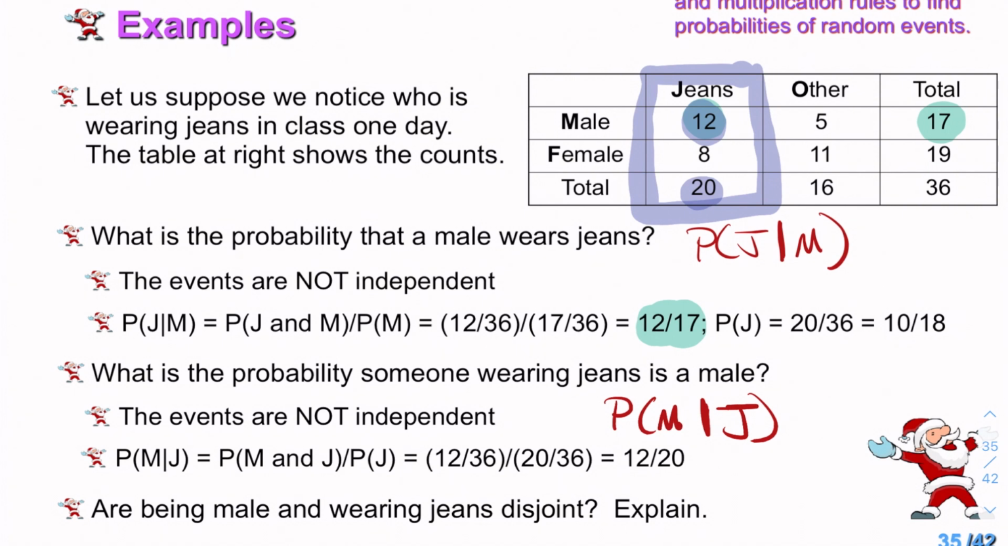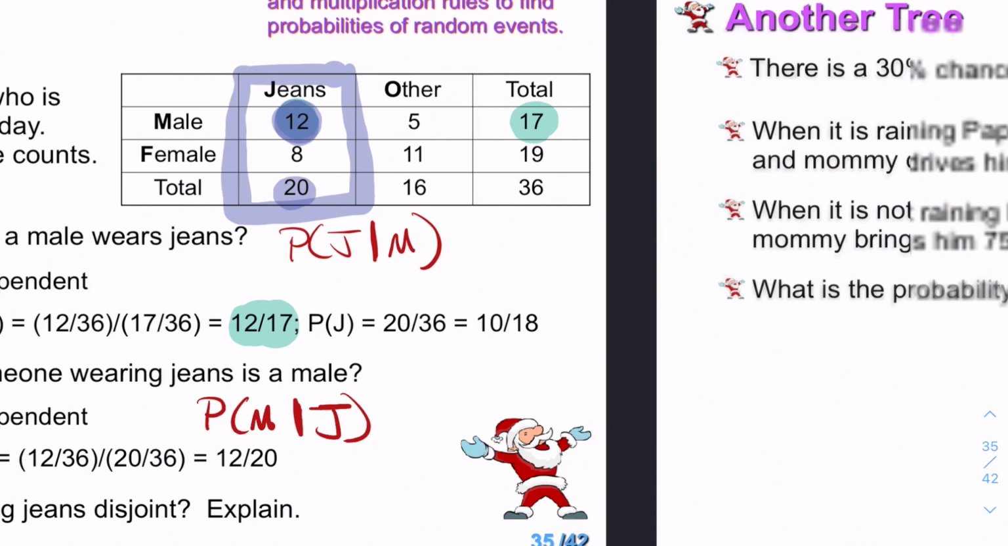Now the question goes, are being male and wearing jeans disjoint? Disjoint means they share nothing in common. Obviously, we see that there is overlap between males and wearing jeans. It's not 0, so they're not disjoint.